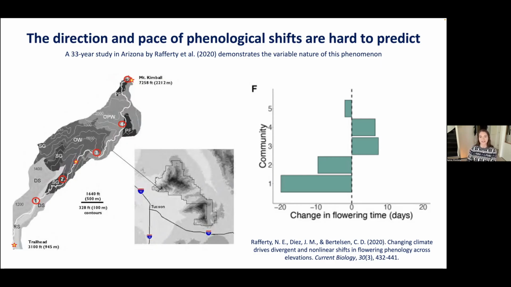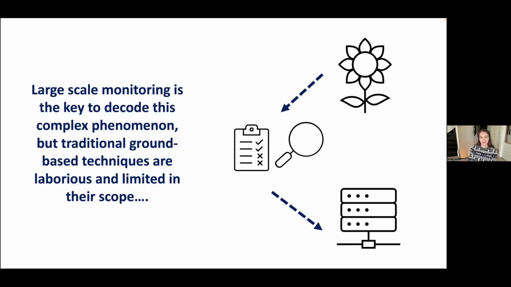We can't make generalizations, and we don't really know how this is going to impact plant-pollinator relationships because it's so hard to predict in the first place. So large-scale monitoring is really the only approach to decode this complex phenomenon. We know that it's complicated, and we know that it's going to vary a lot, and studying these relationships is really the only way to understand how this could take place and what the impacts could be.